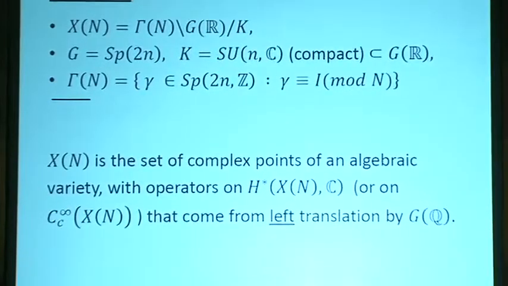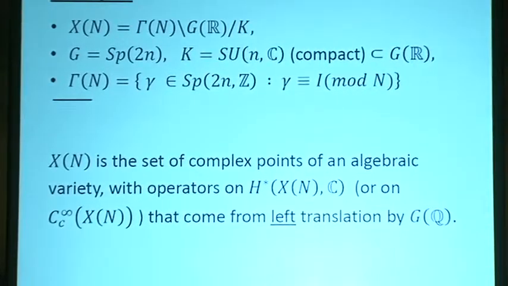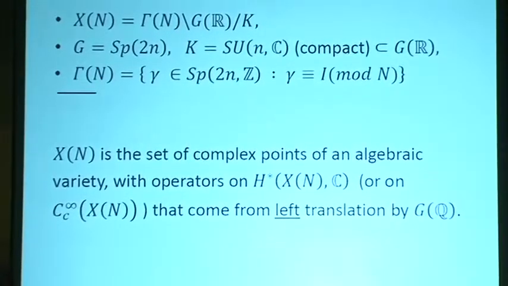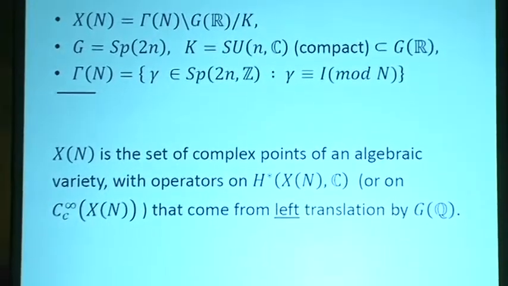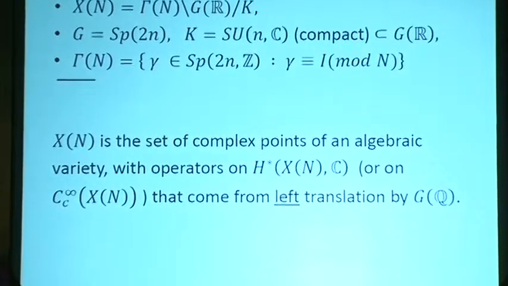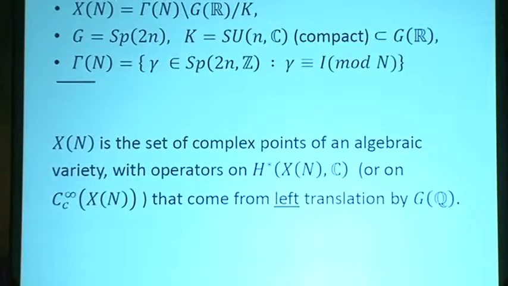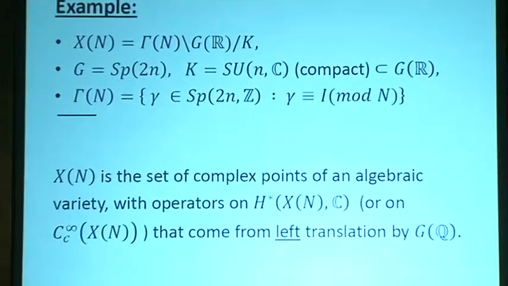but it comes with operators. It's not just a complex algebraic variety, but it comes with a whole family of operators on, say, its cohomology, or if you prefer, just its set of functions, that come by doing left translation, that's over there, by G(Q), the rational symplectic matrices.